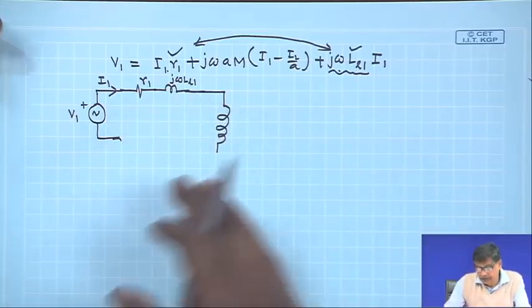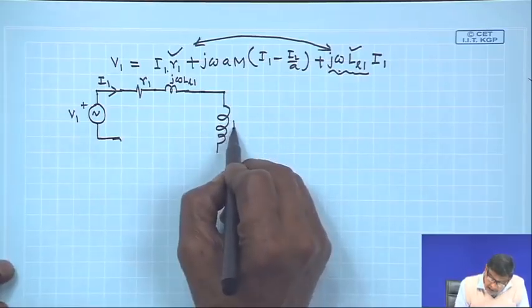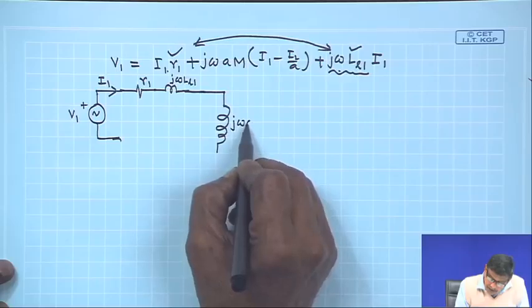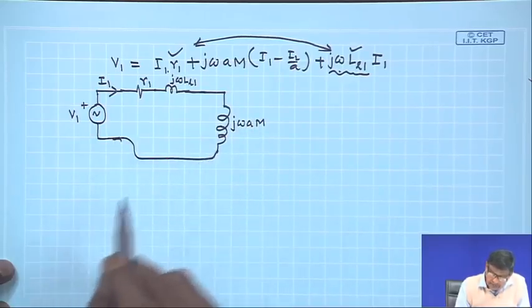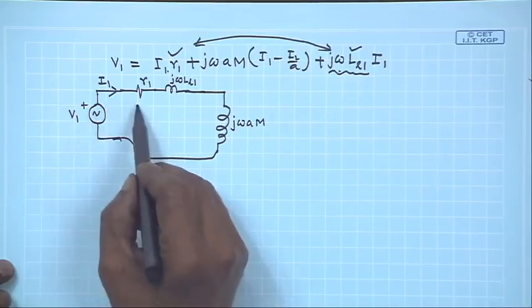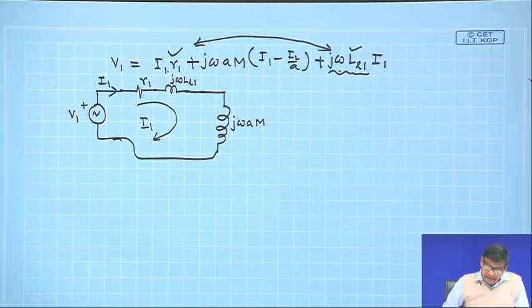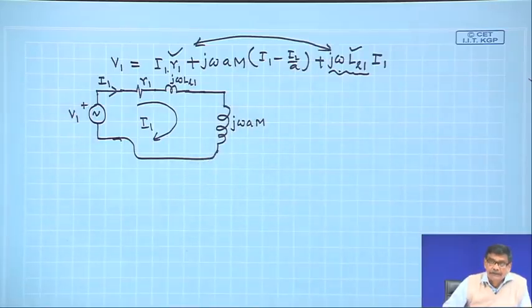Now, I am trying to translate this in terms of a circuit, and I will say it is a reactance of value j omega A m, and I close it. So, this is I 1. Is it correct? If somebody says, okay, it means this. No, because of the fact.